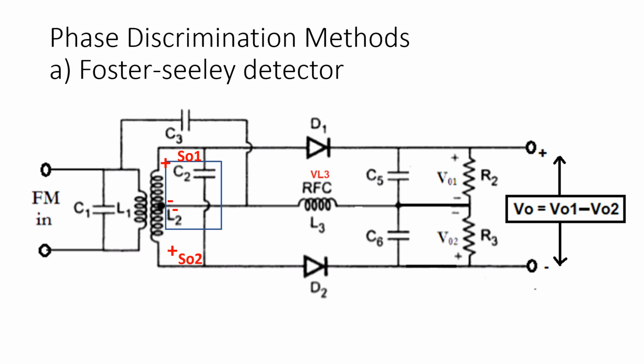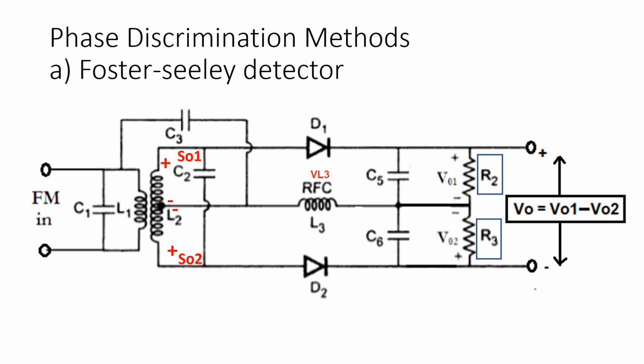Diode D1 and capacitor C5 form the upper envelope detector. Diode D2 and capacitor C6 form the lower envelope detector. Across R2 and R3 we get V01 and V02 output voltages. The total voltage is calculated as V0 equal to V01 minus V02.